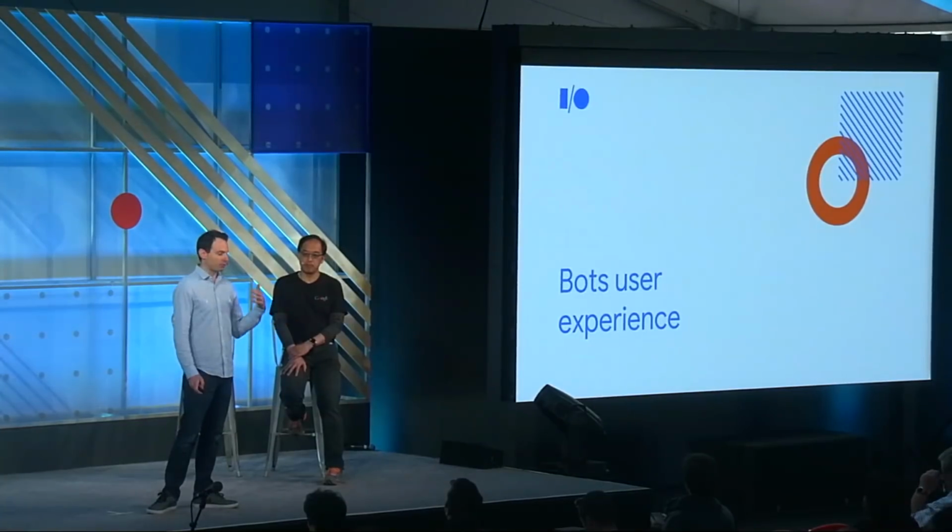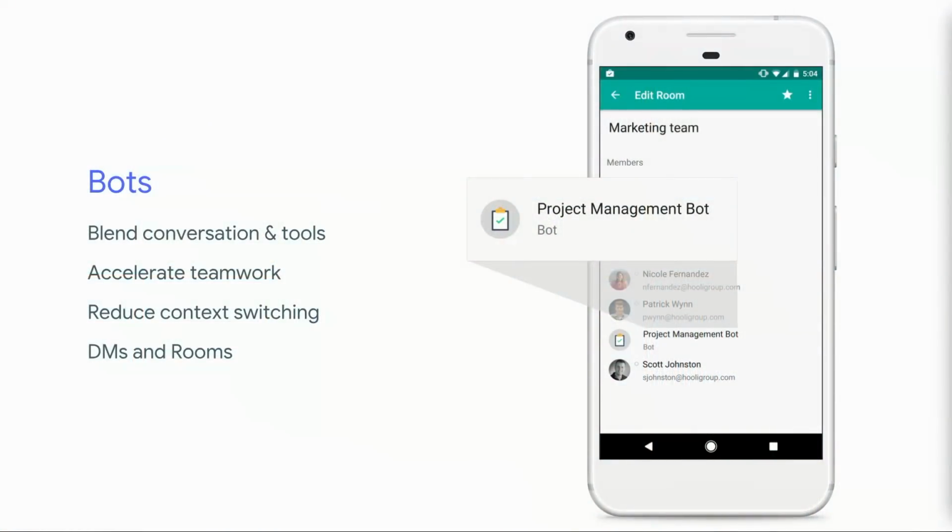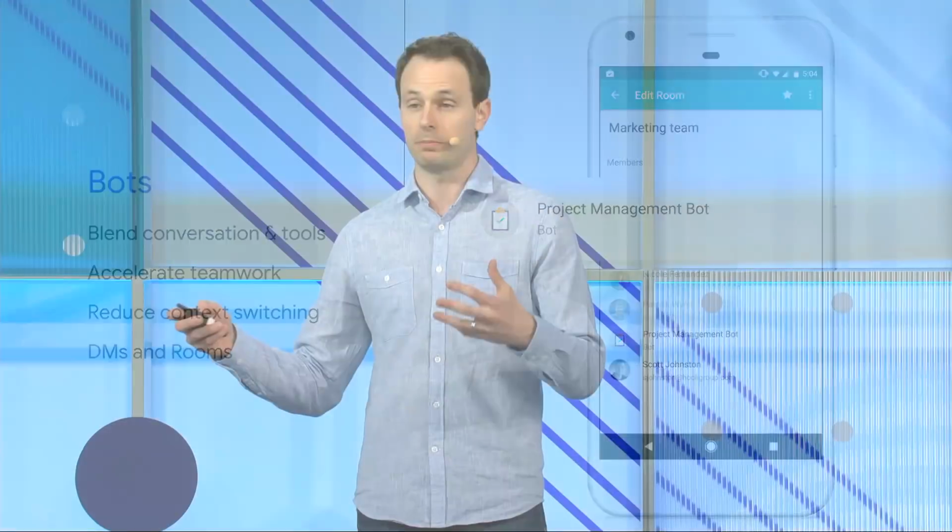So you're all no stranger to conversational interfaces. We saw some pretty amazing things from the assistant team yesterday at the keynote. And bots at the workplace, what they're really meant to do is help you blend conversation and tools to accelerate your work and reduce all that context switching that happens when you're working with a bunch of different tools at work. You can talk to a bot privately in a one-on-one direct message, or you can add a bot to a room, and then anyone in the room can @mention it to do something.